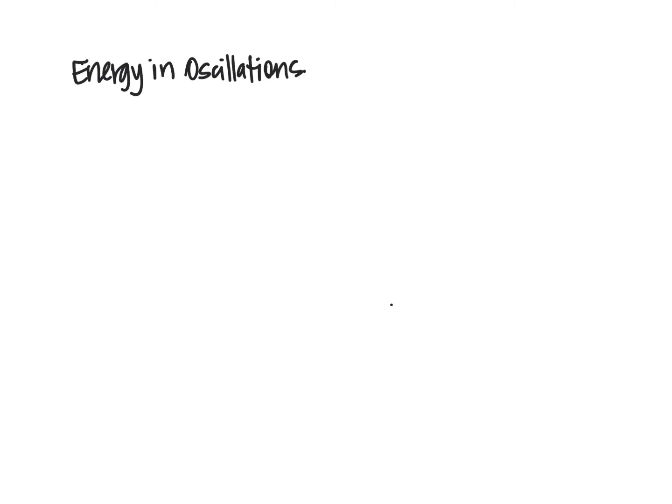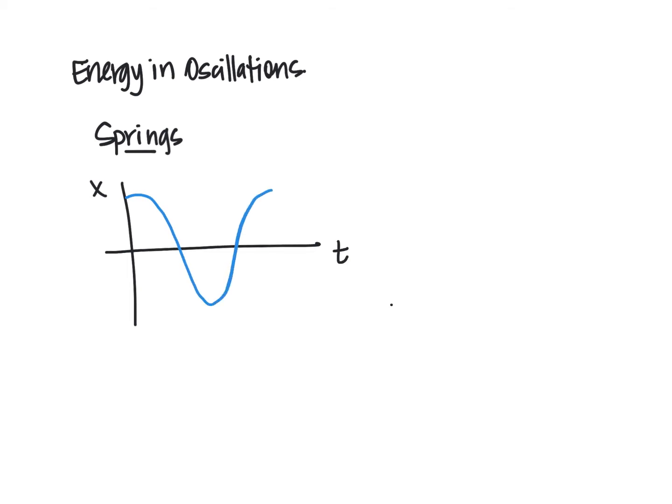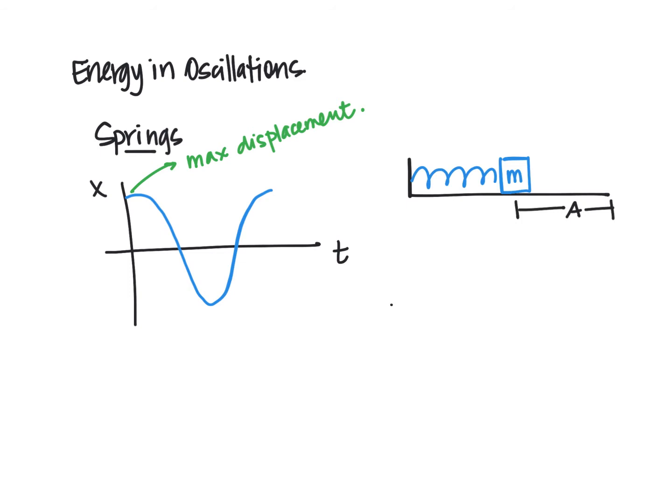Any object that is oscillating undergoes a transfer of energy. So for a spring that is oscillating, a spring oscillator, there are points where the object is moving the most, and there are points where the object stops moving. If we consider this position-time graph for an object attached to a spring and oscillating back and forth, the maximum displacement is here, and this is where the velocity would be 0 because the slope of that line is 0. So at the maximum displacement, we have this 0 velocity.